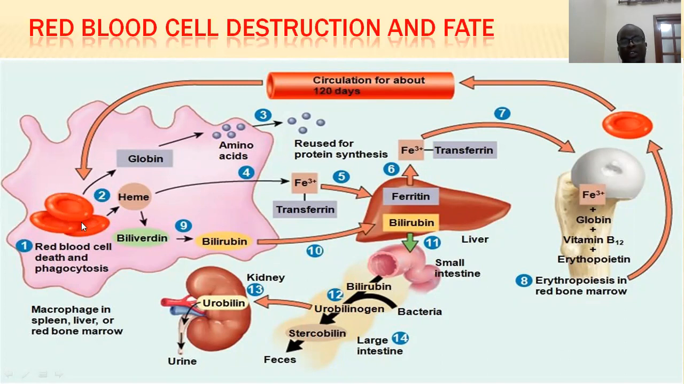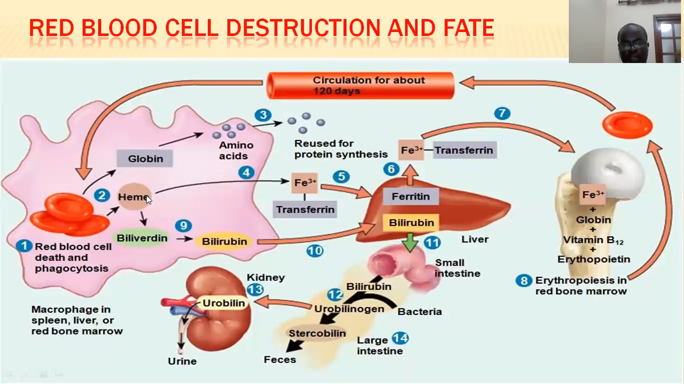So let's start. You have the hemoglobin that will be digested into the globin and the heme. The globin consists of polypeptide chains. After breakdown of the polypeptide chains, you're going to have amino acids, and these amino acids can be reused for protein synthesis. An example of this protein synthesis could be another hemoglobin or another protein by another cell. Then you have the heme group. The heme group is converted into biliverdin, and then the iron part will be released.